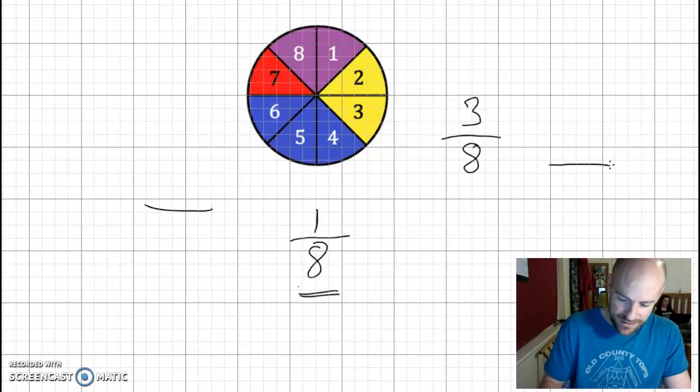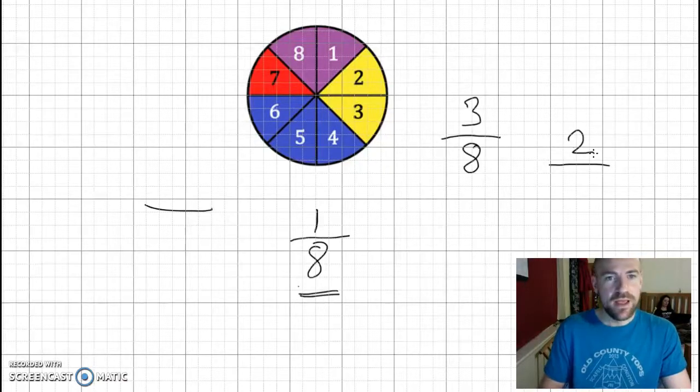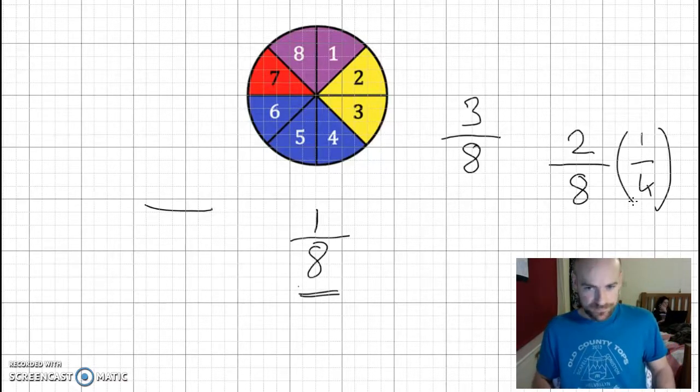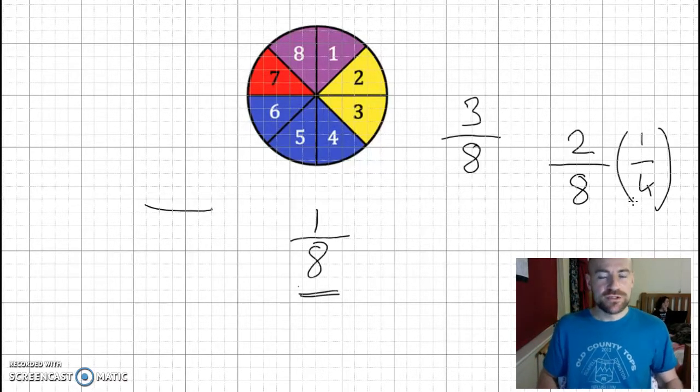We write our fraction line. There's 2 purples, so 2 on the top. There's 8 altogether. Okay, and obviously this one would simplify down to a quarter, and that's the probability of landing on purple. Brilliant.